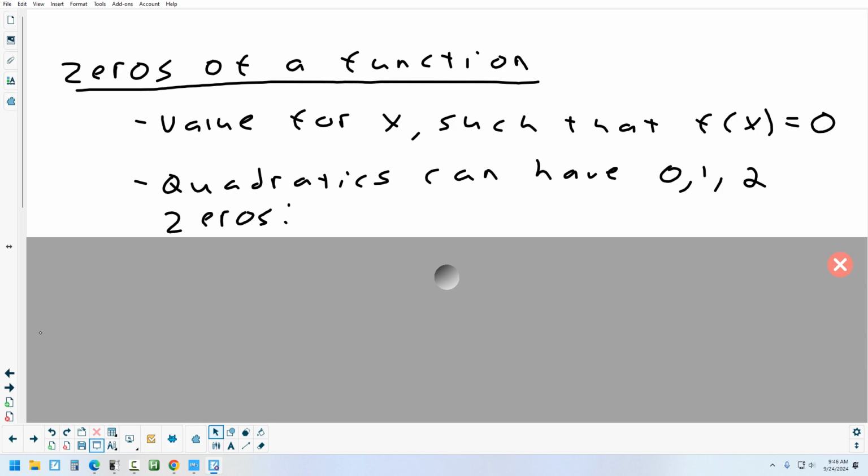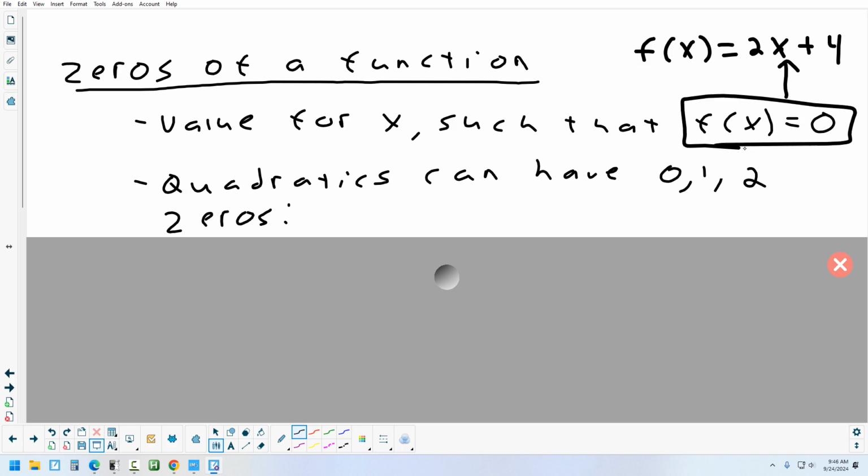If you want to think about it algebraically, this isn't a quadratic, but it's just easier to think about. What number could I plug in for x right there? And if I plugged it in, the answer would come out to 0. 2. Oh, wait. Negative 2. So negative 2 is called the 0 of that function. It's the number you could plug in for x, and the answer would come out to 0. That's what this is saying right here. It's something you can plug in, and it equals 0.